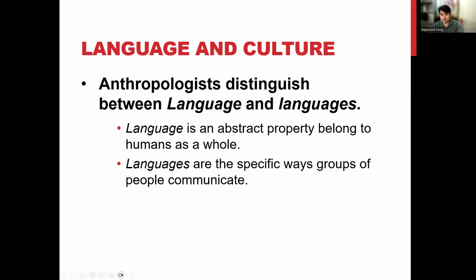Now, this is not very important, but it's important to distinguish the differences between language and languages. Language is an abstract property belonging to humans as a whole. So when we talk about language, we're talking specifically about the 6 characteristics that I mentioned earlier. Languages, however, are the specific ways groups of people communicate. Languages are things like Spanish, Chinese, English, Portuguese. But when we're describing language, we're talking about the more anthropological thing with the 6 elements and so on.